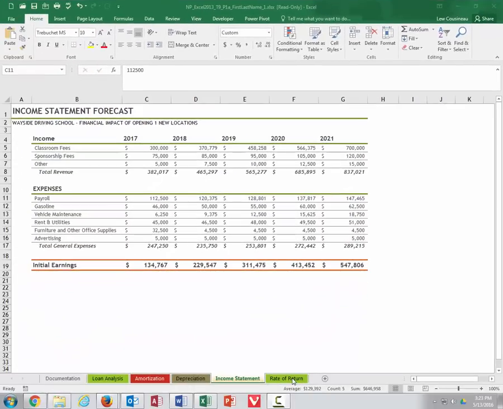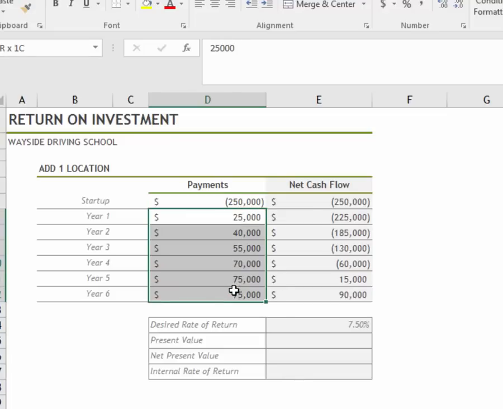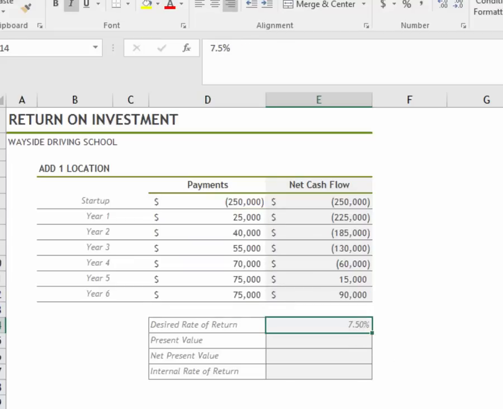Instruction 16, we're going to go to the rate of return, and we're going to calculate the net present value of a particular investment. So basically what this looks like is we're spending $250,000. It's a negative number, it's coming out of our pocket. But in return for that, this is the expected series of payments we're going to get for the next 6 years. And what we're trying to figure out is, is it worth it? Should I spend that money if this is what I'm going to get back? Our desired rate of return is 7.5%.